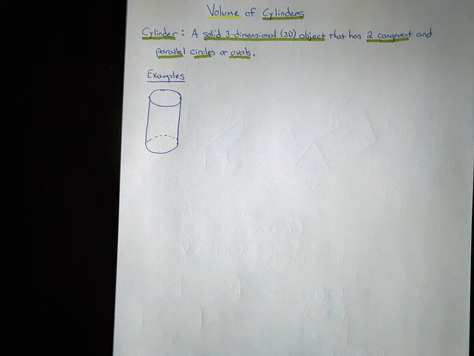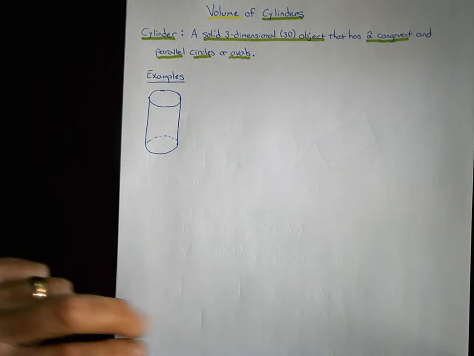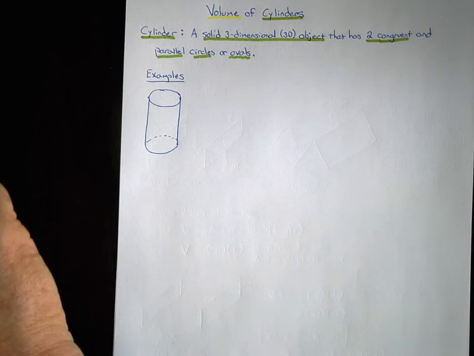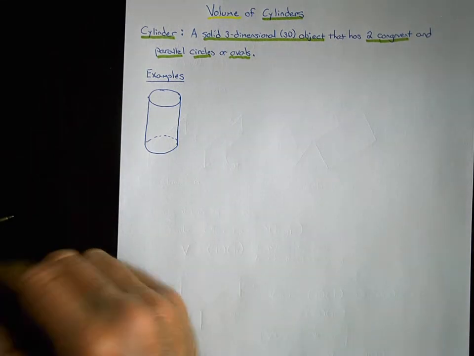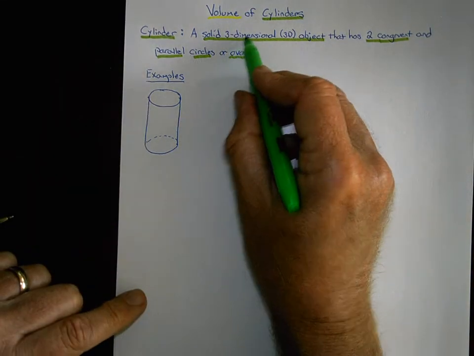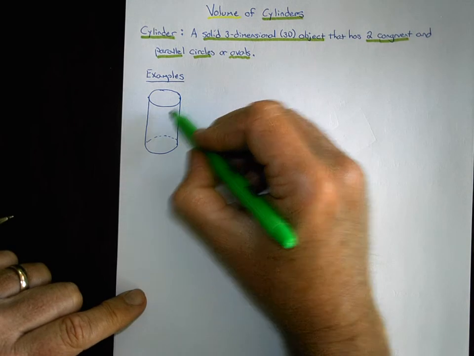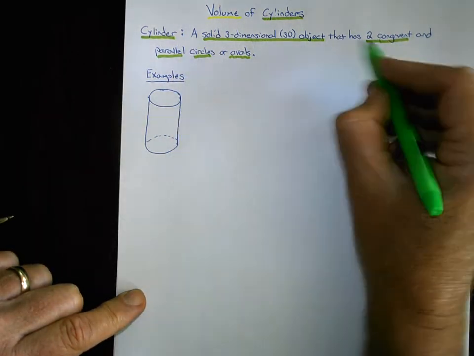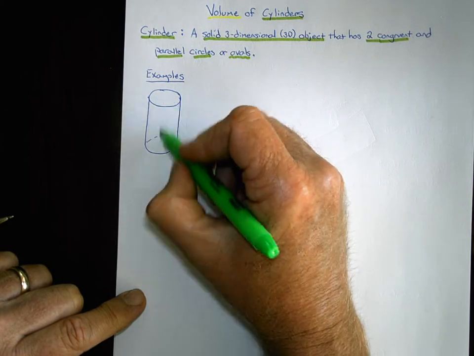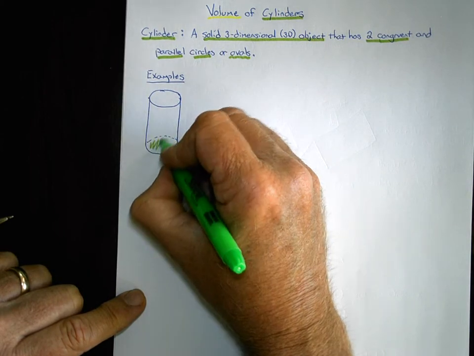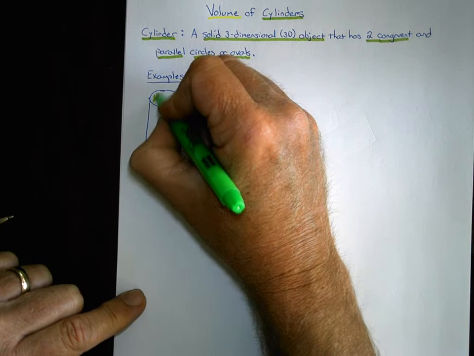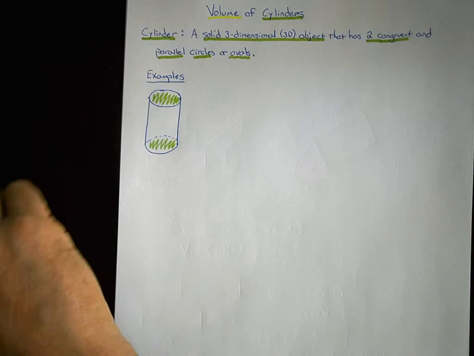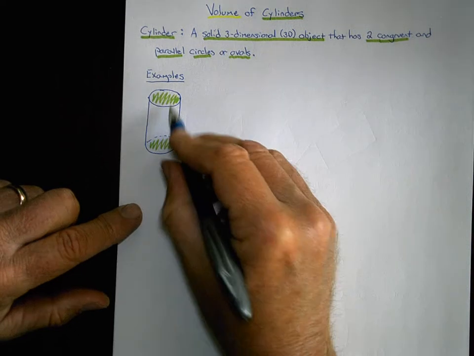So that right there would be an example of how you draw a cylinder. This right here would be a cylinder. Now why is it a cylinder? By the definition, is this a solid three-dimensional object? Yes, it is. Does it have two congruent and parallel circles or ovals? Yes. That circle is congruent to that circle. They're also parallel to each other, and they won't ever touch.